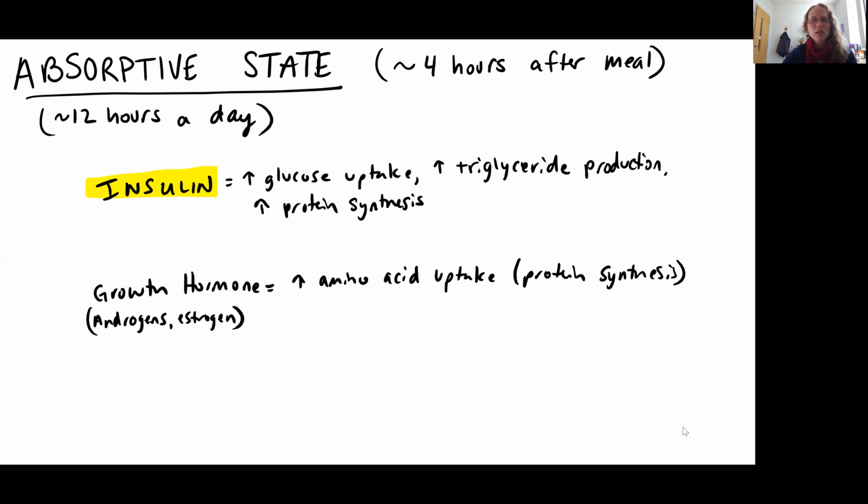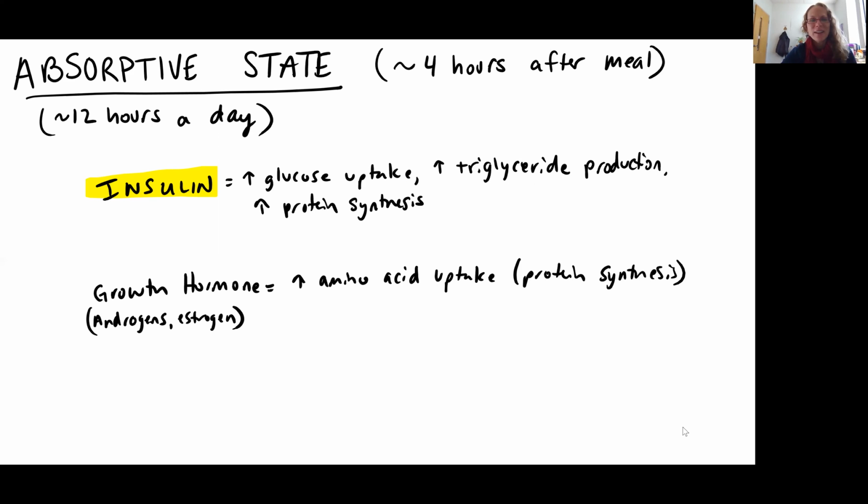And then you're going to increase your triglyceride production because you're going to store those lipids for times when glucose is not as readily available. And we have plenty of ATP to make lots of protein. So you're going to increase your uptake of amino acids and increase your protein synthesis. Growth hormone and also your sex steroids, either estrogen for females or androgens such as testosterone for men, will increase the amino acid uptake to help with that protein synthesis. So we're seeing that these hormones are kind of companions to the work of insulin.